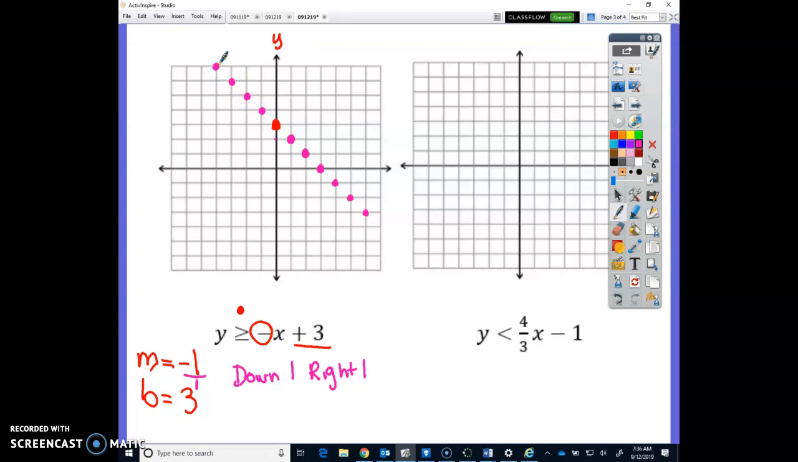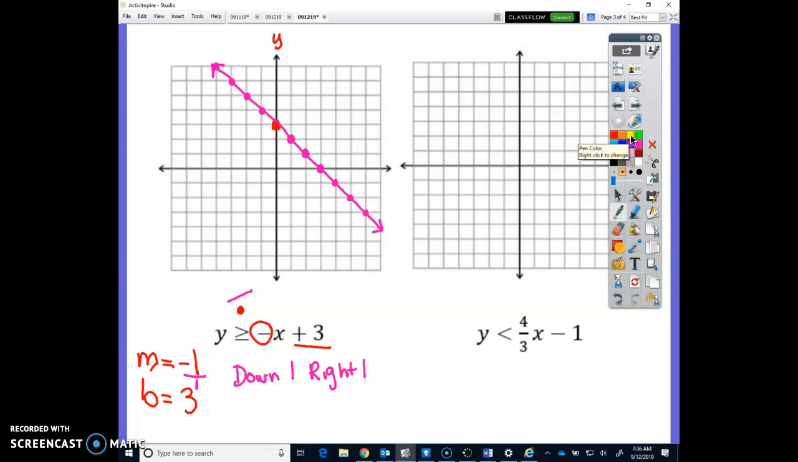Once you graph your line, now you can connect your dots. This is a solid line, right? So I'm going to connect the dots with a solid line and put arrows because it's going to continue forever and ever and ever.